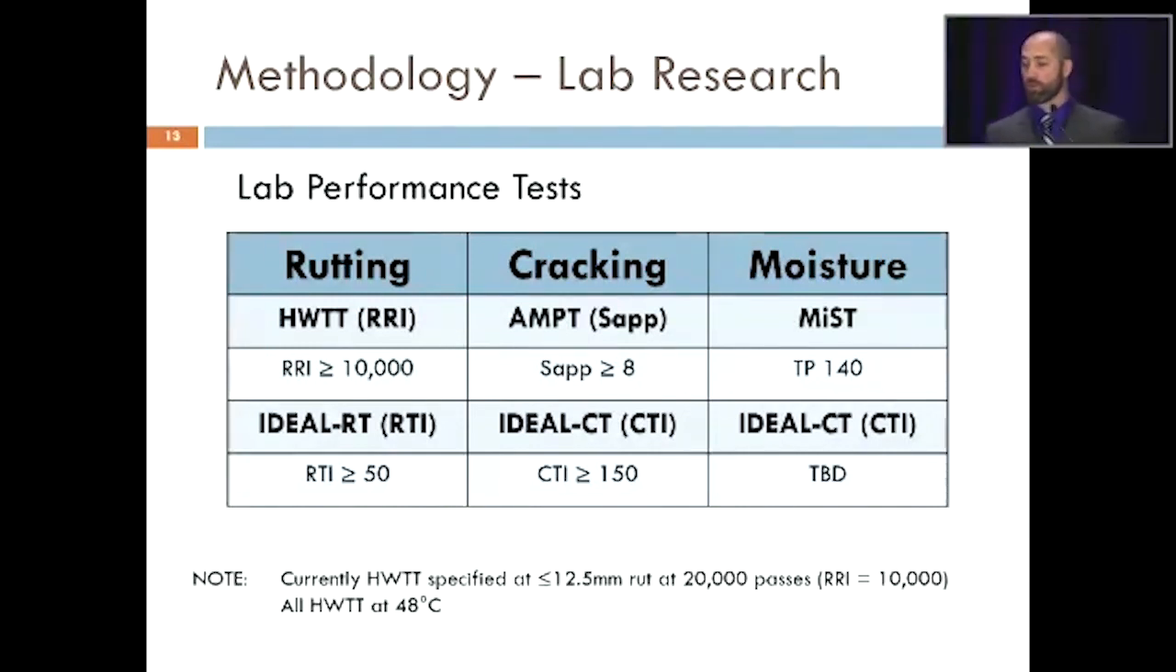It's a Northeastern work that compared some of our IDEAL-CT data to field performance and found that the criteria of 150 is actually what we would need. I will give a caveat there: that's also not four-hour aged mix. At this point, we're trying to focus more on the relationship between what's being produced out in the field and the lab, so we can have some transition and potentially the opportunity for QC and QA.